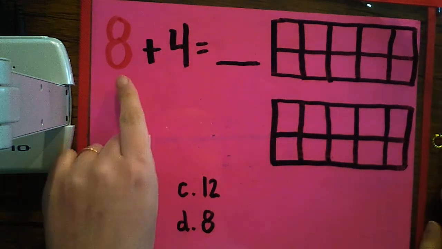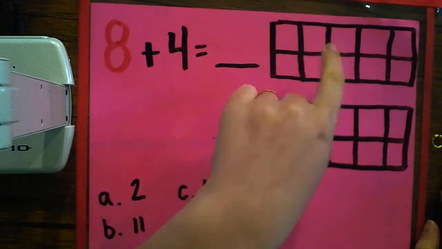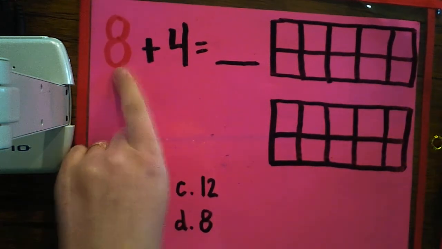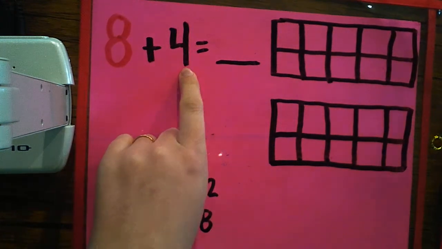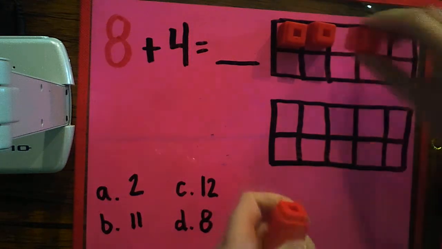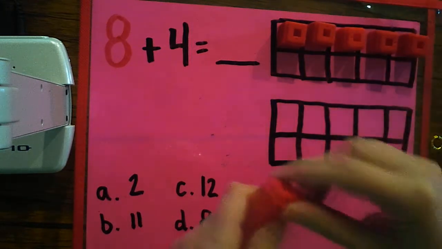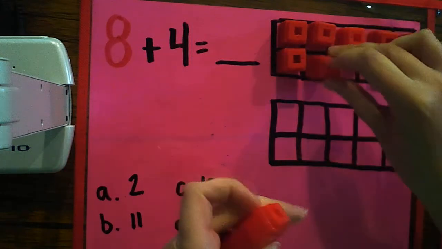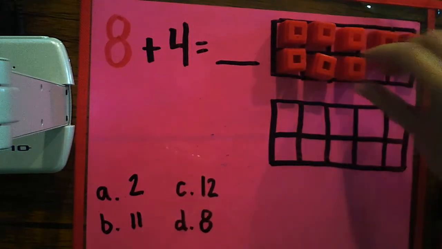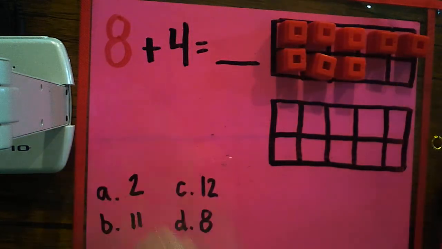The first thing I'm going to do is see which of my two addends is bigger, and I'm going to place that addend in my first 10 frame. So 8 is bigger or larger or greater than 4. So I'm going to take 8 cubes, 1, 2, 3. You could do this with counters. You could draw a picture, friends, to do this. 4, 5, 6, 7, 8. So I've represented or modeled the 8 inside of my 10 frames.